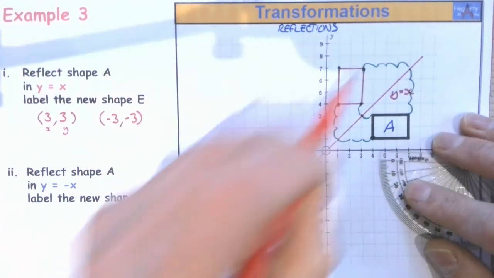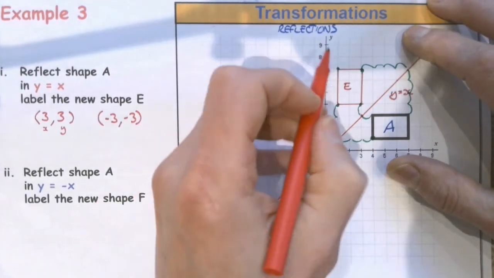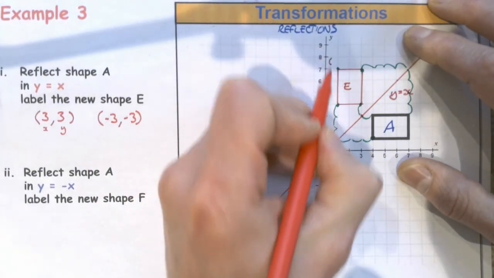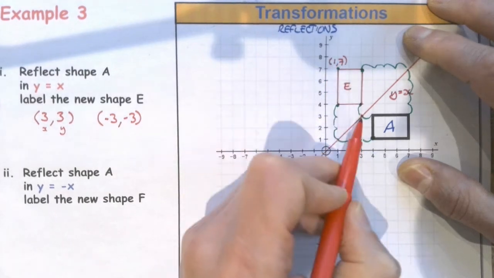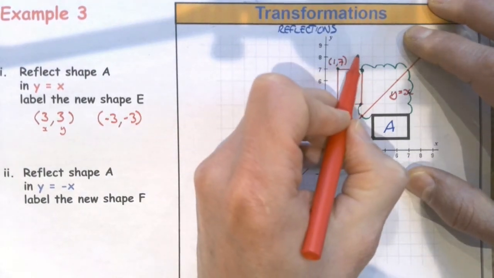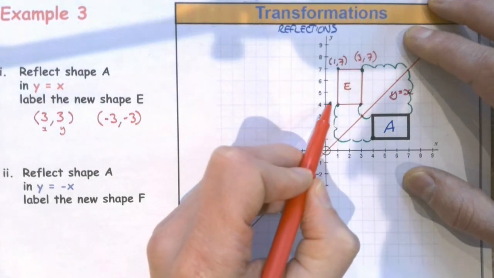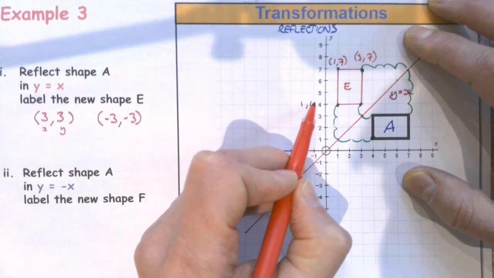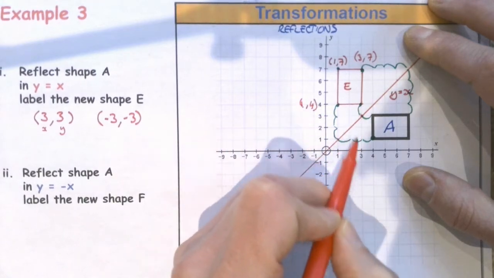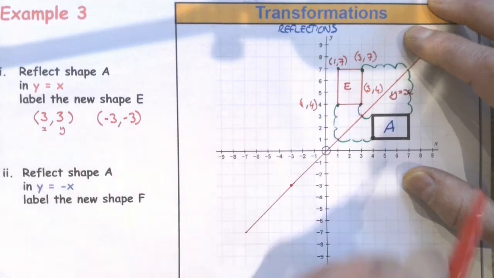There you go, and we've got to label it E, and we've probably got to write down the coordinates of the points. So they're going to be 1 and 7. Okay, 3 and 7. That one's going to be 1 and 4. And that one's going to be 3 and 4. Okay.